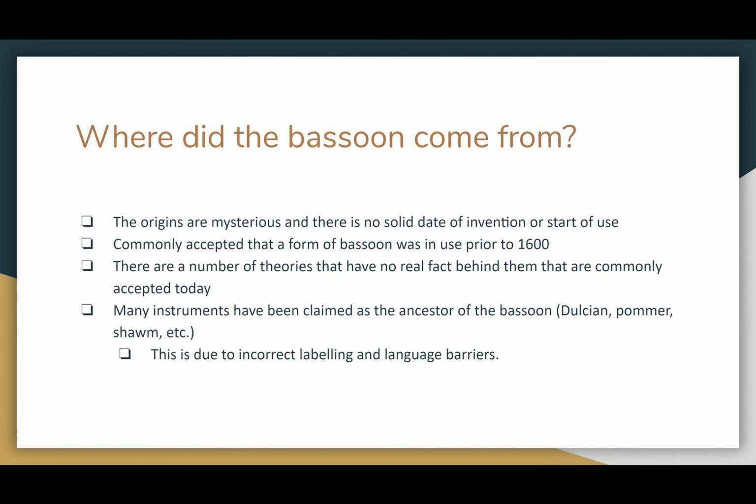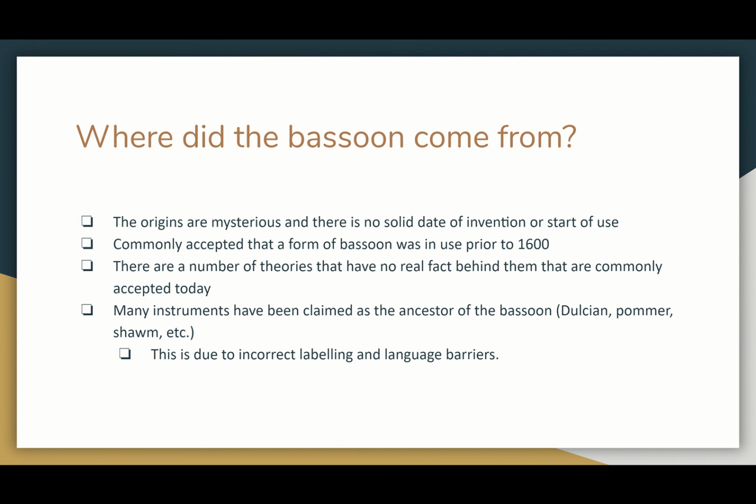For example, many people say it's called a fagot because that word means bundle of sticks, and the bassoon looks like a bundle of sticks. While the etymology of that word is correct, and it may very well look like a bundle of sticks, this is not based in fact, and is just an assumption made centuries ago.